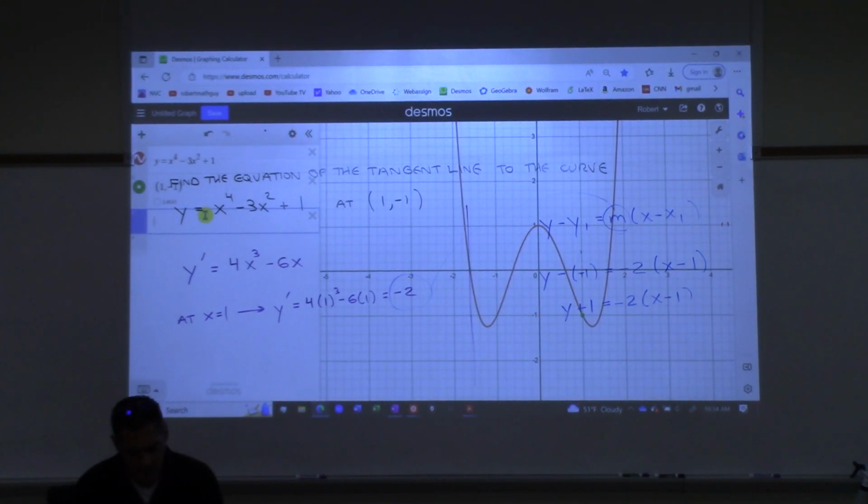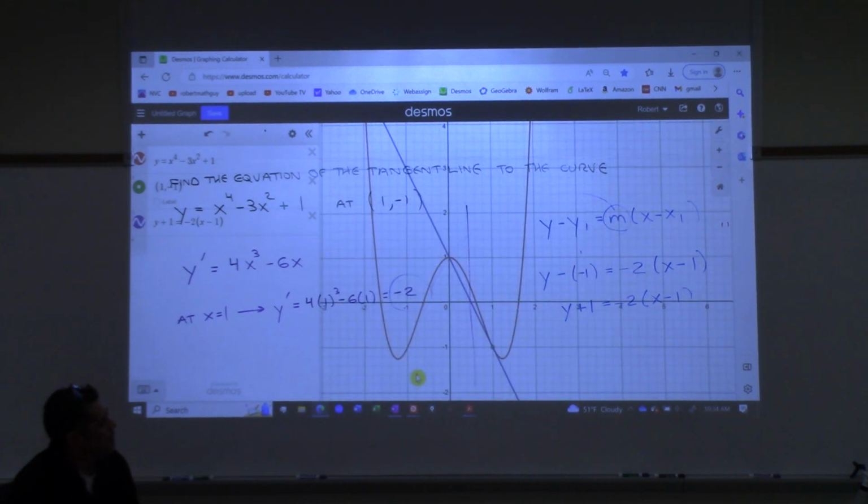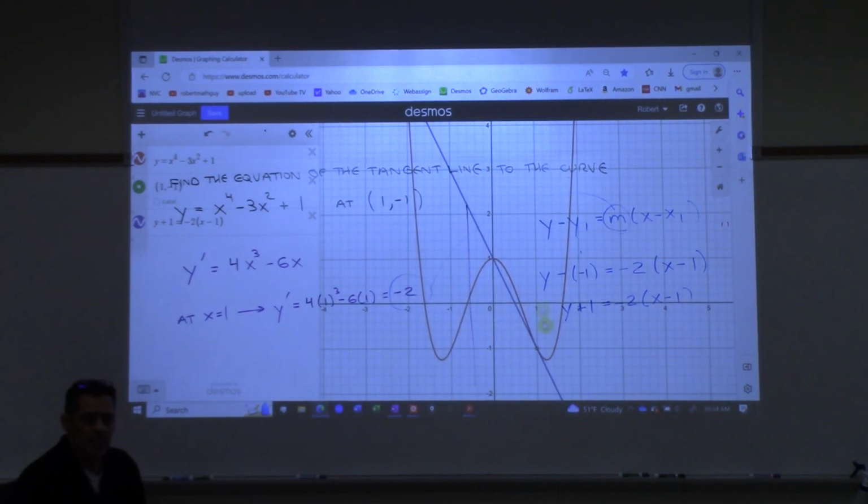So y plus 1 equals negative 2 times (x minus 1). That's it. You got it. You'll see it? Yes? You don't want us to simplify that, like isolate the y over here? No, you don't need to. You can, feel free to, but I don't need it because it truly is an equation. That is the equation of a line.